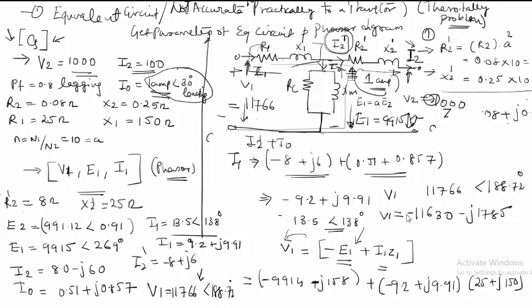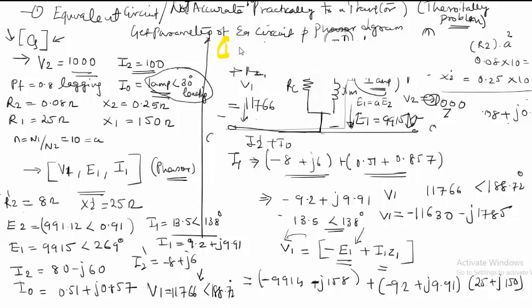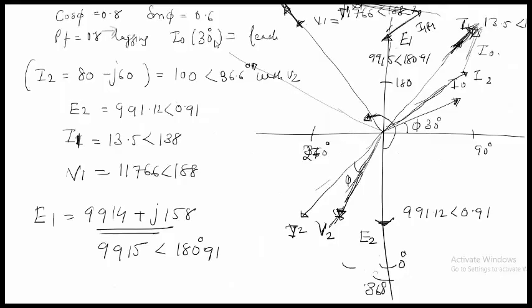Now it's possible to draw a phasor diagram of this. So the first step was computing the values, and now you can draw the equivalent circuit. Also it's possible to draw the phasor diagram. Next step after finding out all the values is drawing the phasor diagram. So I have drawn the phasor diagram here, and I will just show.